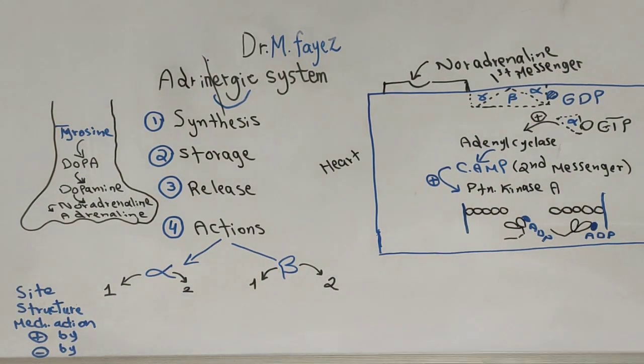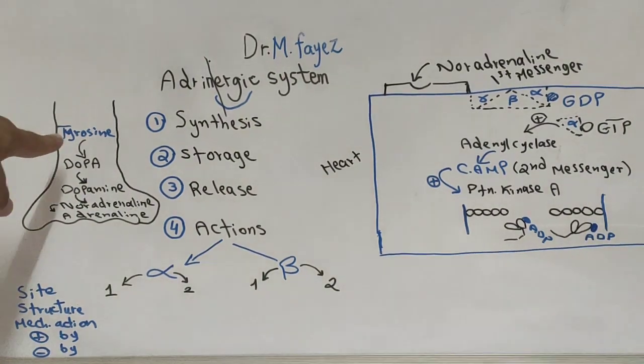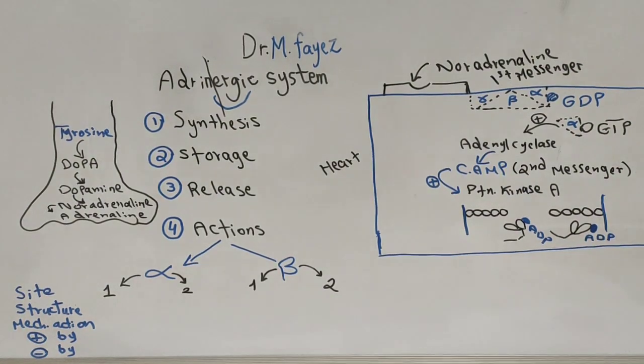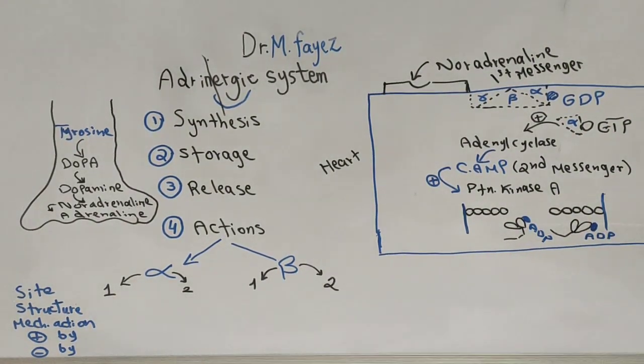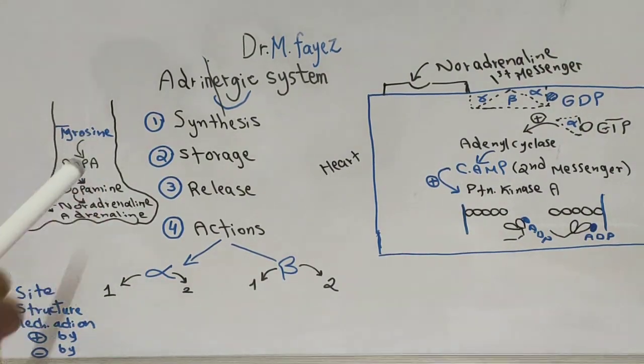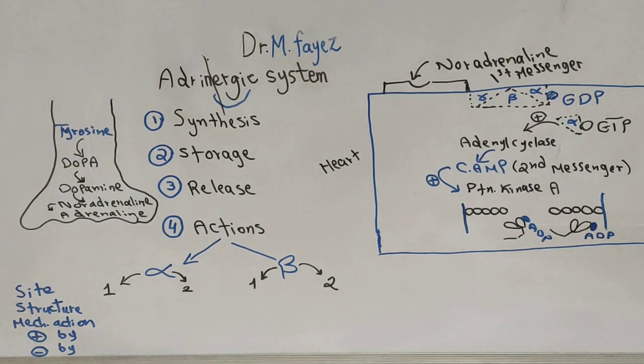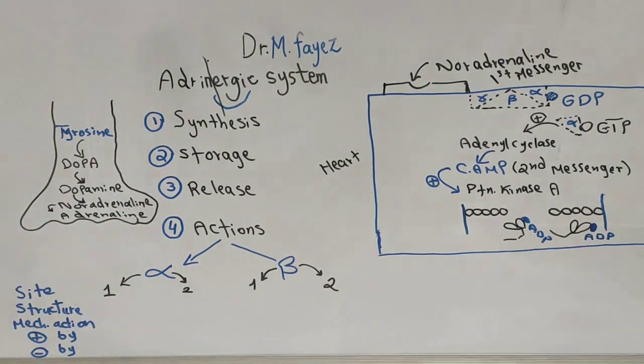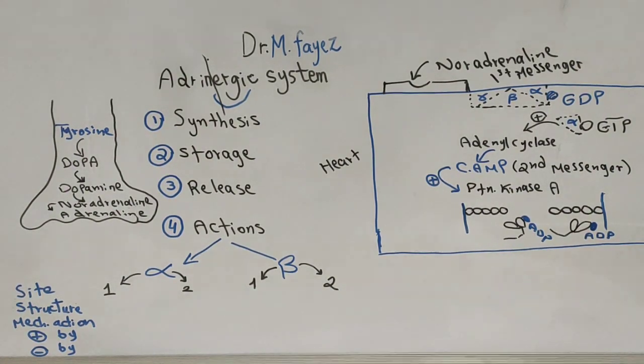Noradrenaline or adrenaline is synthesized or formed from an amino acid called tyrosine. Tyrosine enters the nerve. And I want to focus on something so important: tyrosine is the source of adrenaline and noradrenaline, which are called catecholamines. It is also the source of thyroid hormone, which we are going to discuss in third year. Tyrosine is converted to DOPA, and this occurs by hydroxylation. And DOPA is converted to dopamine by removal of carbon dioxide, called decarboxylation. Dopamine is converted to noradrenaline by oxidation.